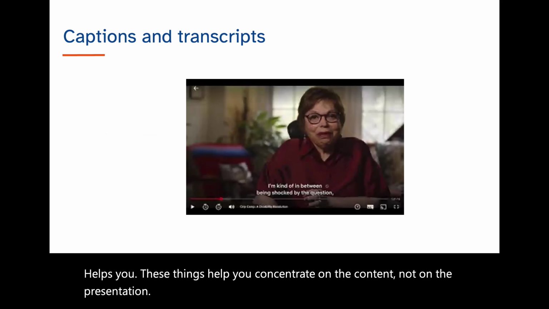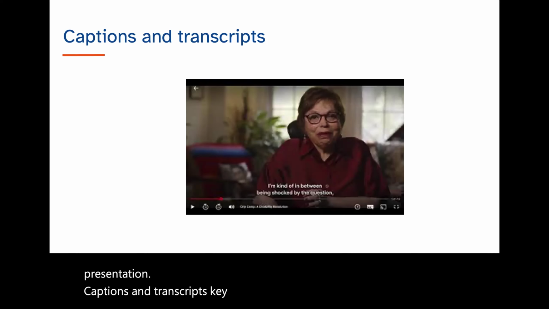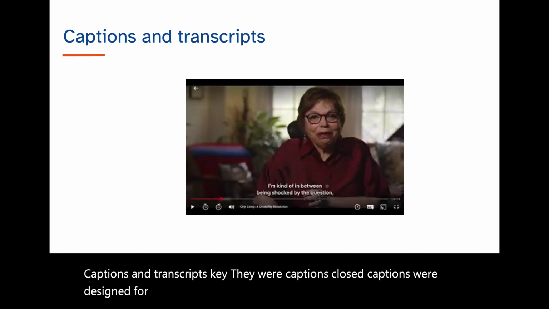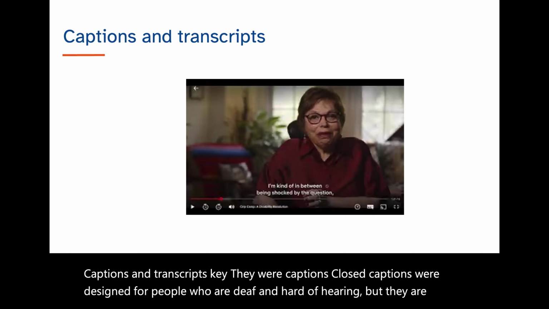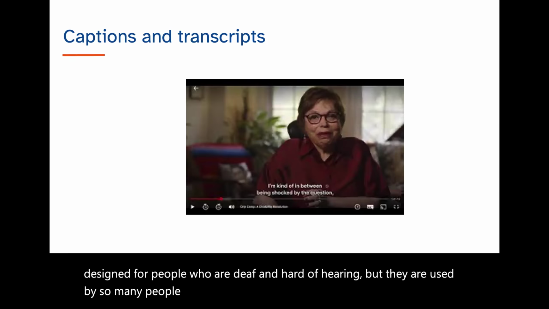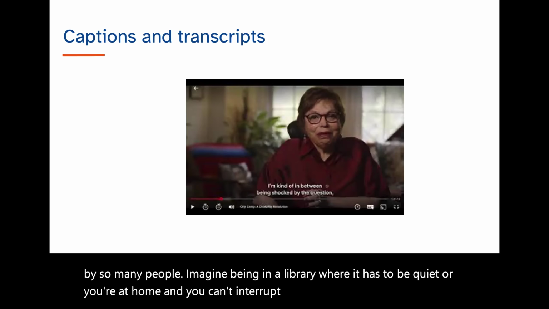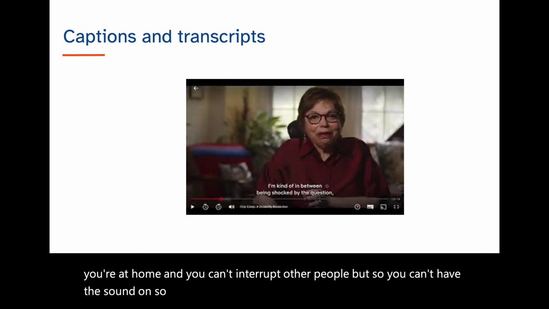Captions and transcripts, key. Closed captions were designed for people who are deaf and hard of hearing, but they are used by so many people. Imagine being in a library where it has to be quiet, or you're at home and you can't interrupt other people, so you can't have the sound on. So you rely on captions.